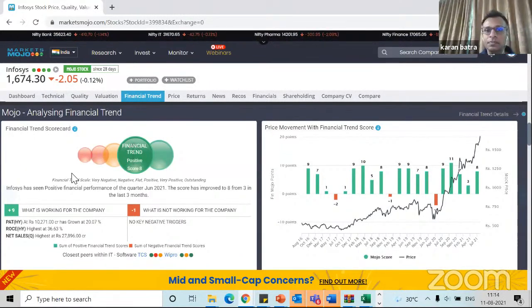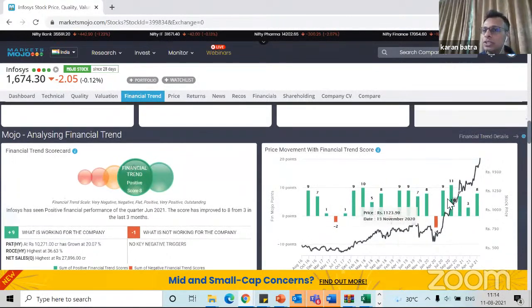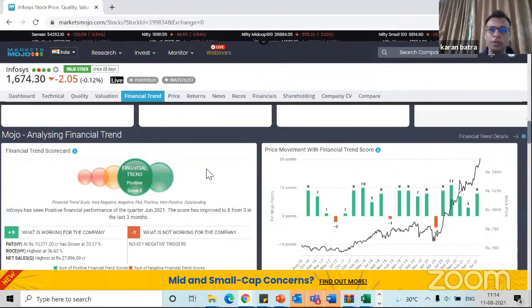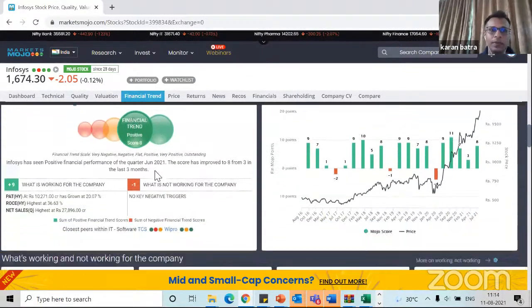On every company we've shown this graph of how the financial trend of the company has been and what has been the price performance. Higher the score, the better. We've seen score ranges from, let's say, minus 30 to almost plus 40. So above 30 we categorize as outstanding.